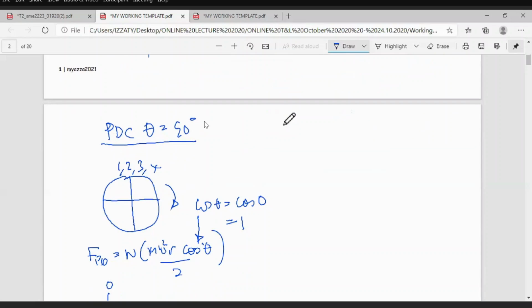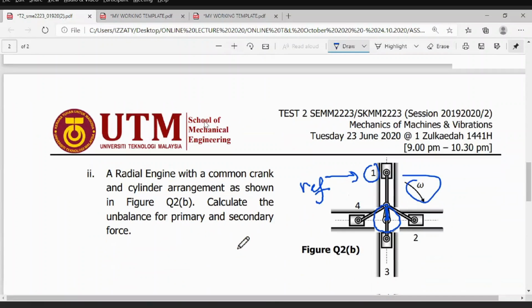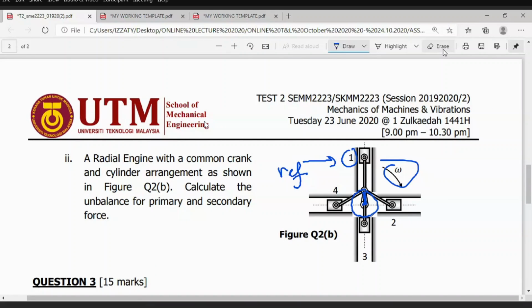The next one is a primary reverse crank, where your theta now is equal to negative 90. This negative is just to indicate that it is representing the reverse. Now we come back to here. This is the result, and this one is omega. We have another one, reverse omega. 1 will be the reference. Why do I put 1 as reference, class? Anyone know? Because they place the common crank as lane number 1. So 1 will be your reference.